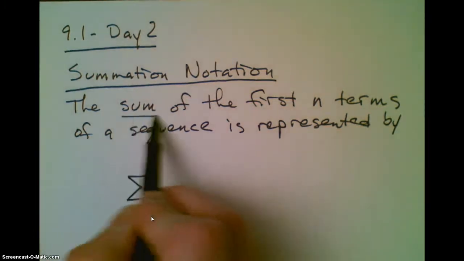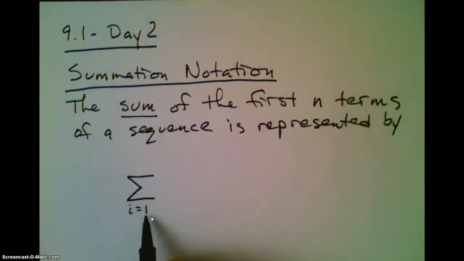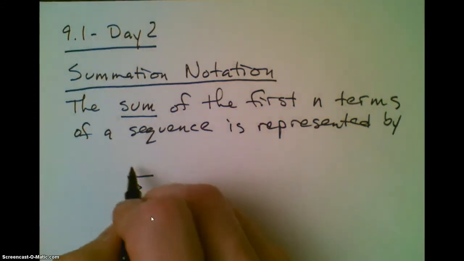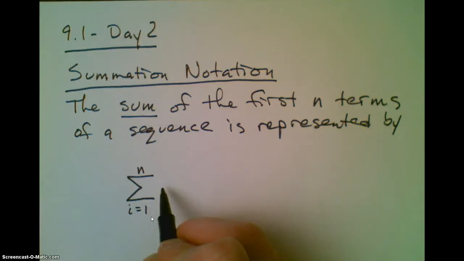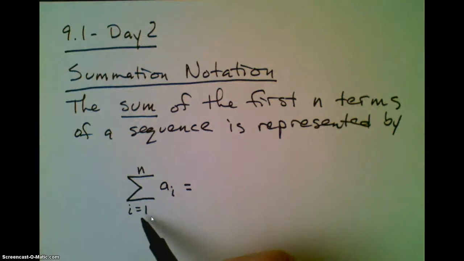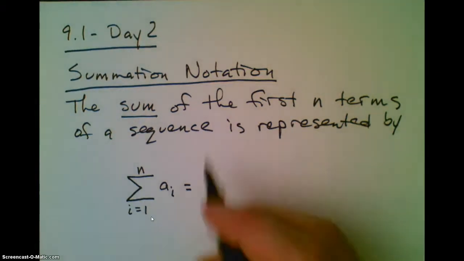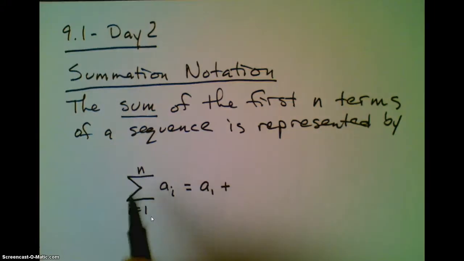Notice we have a sum. We're going to be adding things up. And then on the bottom we're going to put i equals 1. So this number may change, but for now we're going to put 1. And on the top we're going to put n. And then to the right we're going to put a sub i. And this is going to equal, so we're going to be plugging in values for i from 1 up to n into our expression. So we're going to have a sub 1 plus, again, the sigma.